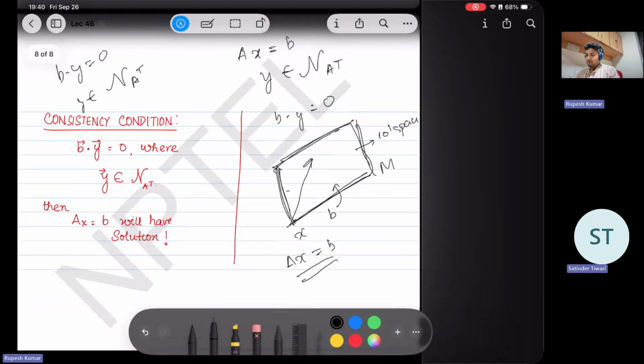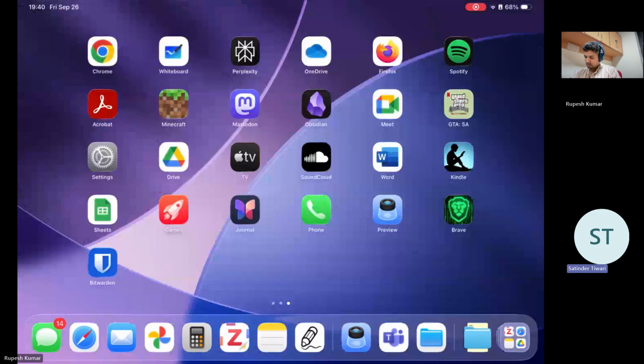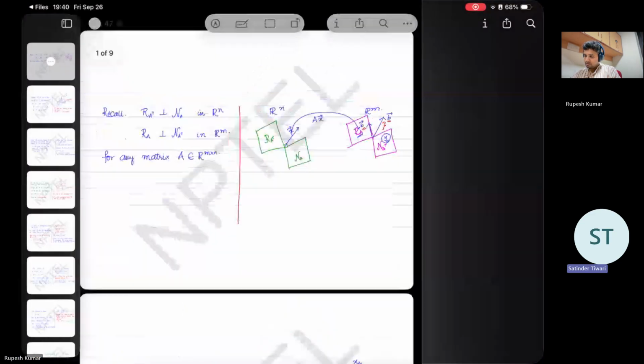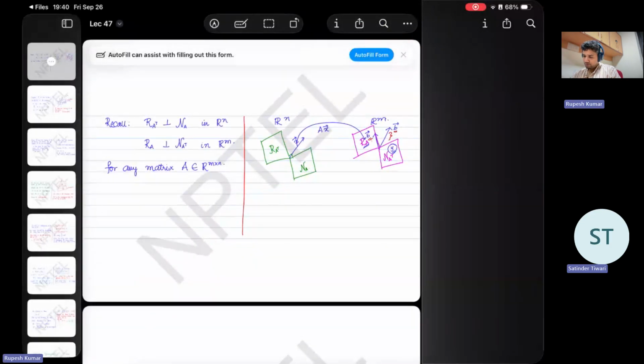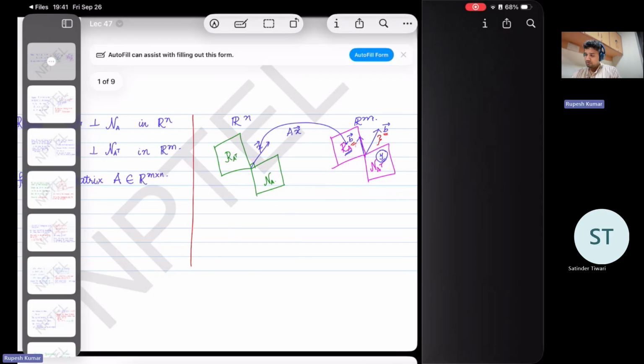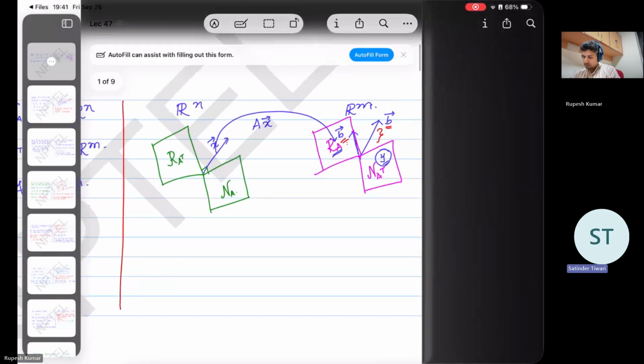And they are saying, will this have a solution or not? N of A transpose is the left null space, no? Yeah, right. So from here, we know that R of A transpose is perpendicular to N of A, and R of A is perpendicular to N of A transpose. So from here, you can build up this intuition, right?